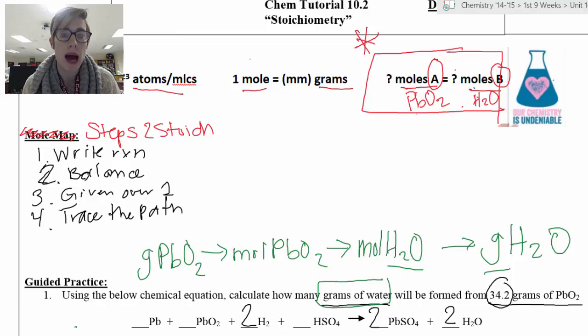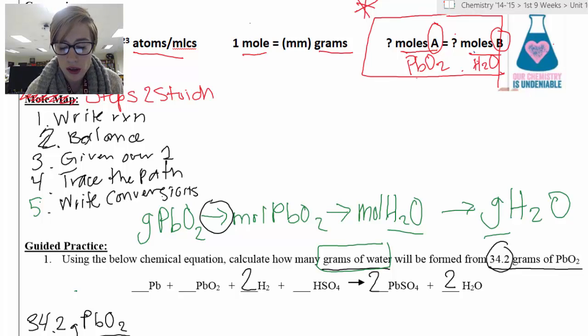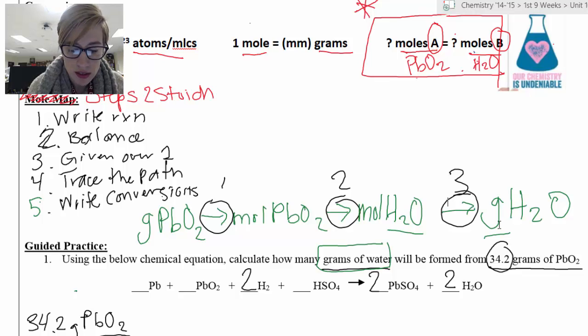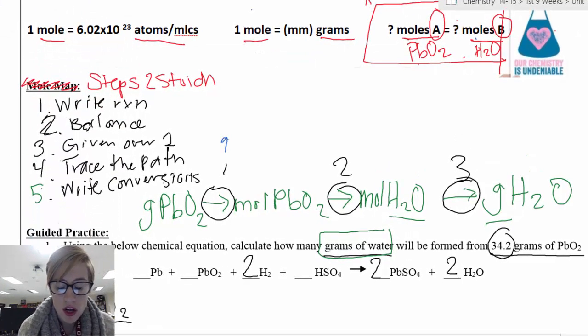So once I've written out my path, I'm going from grams of A to moles of A, moles of B to grams of B. Now my fifth step, after I trace my path, is to write out my conversions. For every arrow, there's going to be a conversion, so I'm going to have 1, 2, 3 conversions, okay? My first conversion is between grams and moles. Which one of these 3 conversions at the very top will get me from grams to moles? You should say this middle one.